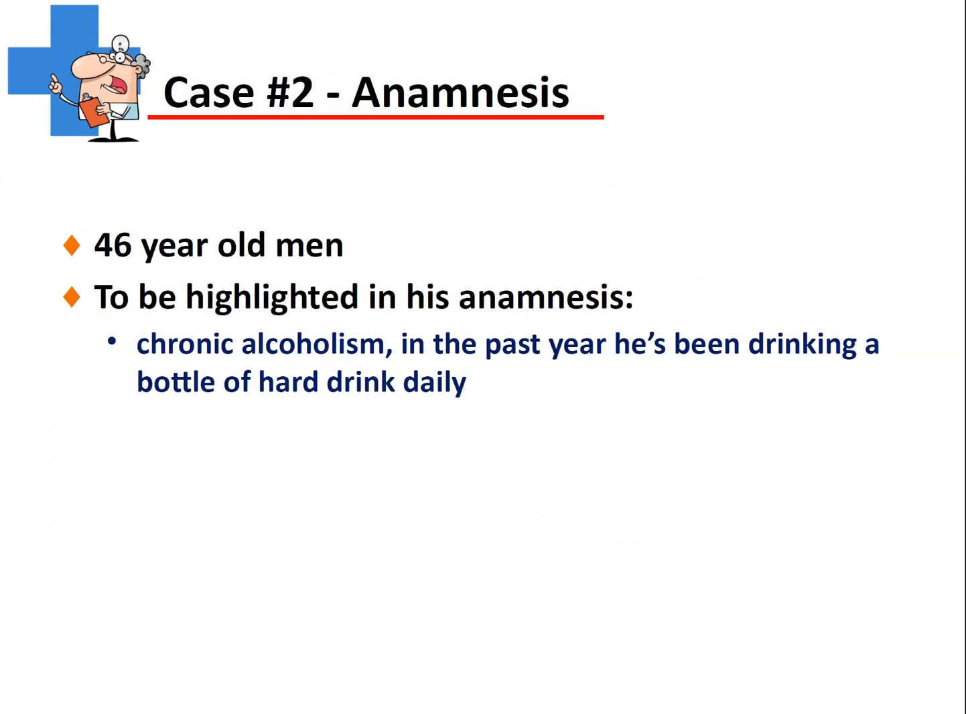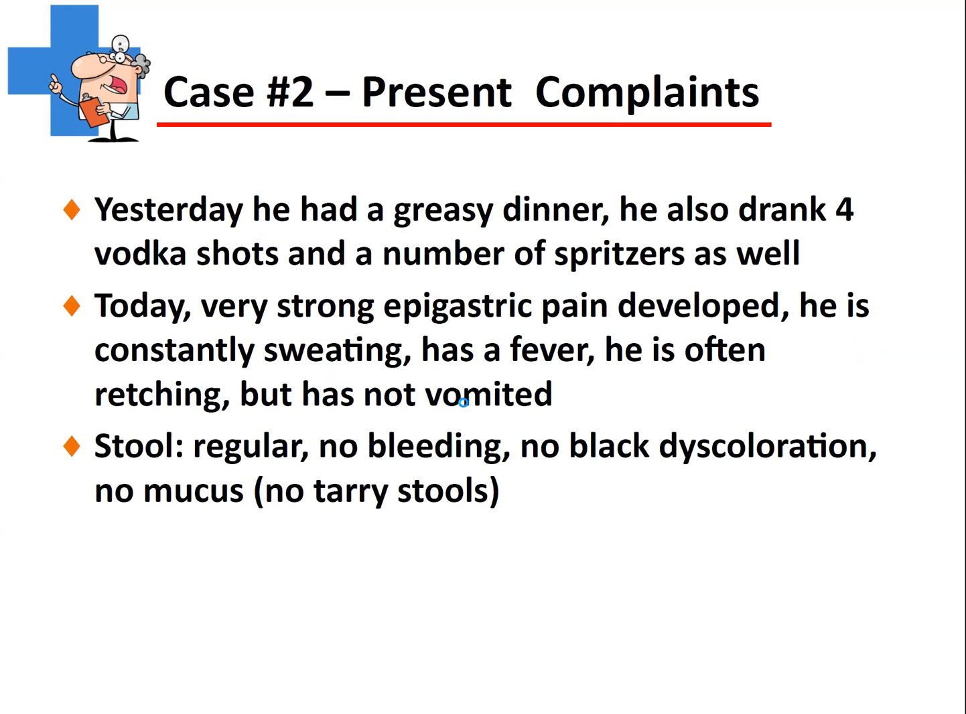Let's see a case where we have a 46-year-old man. Let's see the anamnesis: chronic alcoholism. For the past year, he has been drinking a bottle of hard drink daily. And yesterday, he had a greasy dinner. He also drank 4 vodka shots, and a number of spritzers as well. Today, very strong epigastric pain developed.